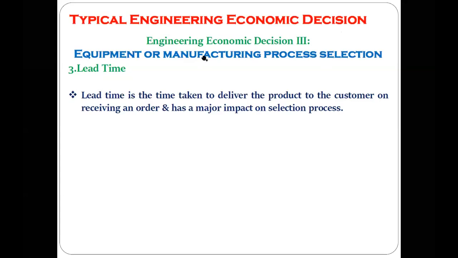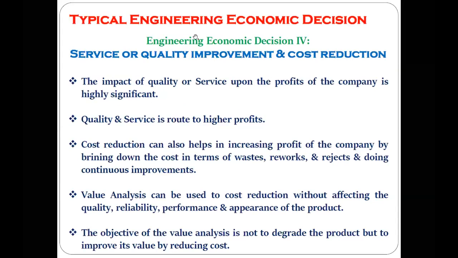What is the first factor? Volume and the variety demanded. Then second, the nature or the capacity of the plant, and lastly the lead time. Okay, so this is the third one. Let's move forward to the fourth engineering economic decision. The fourth one is service or quality improvement and cost reduction.